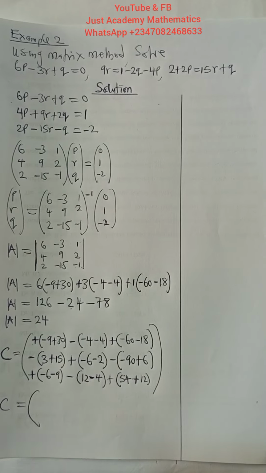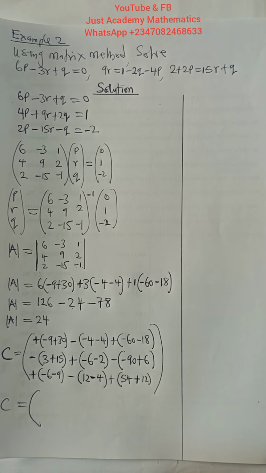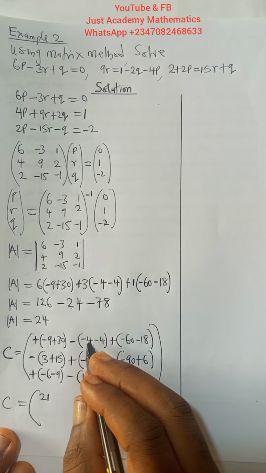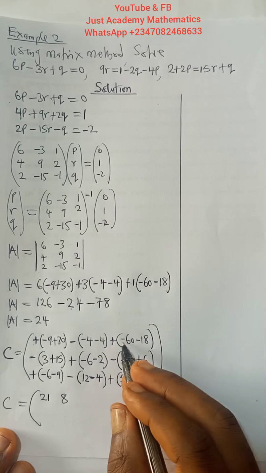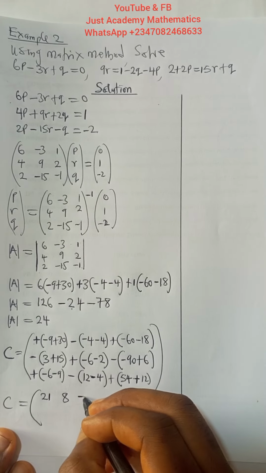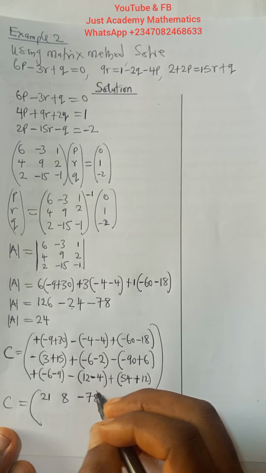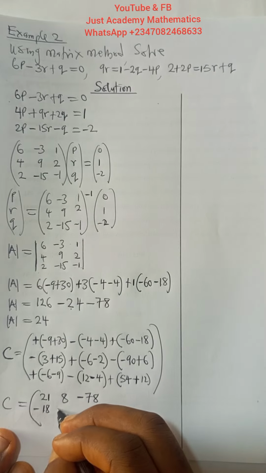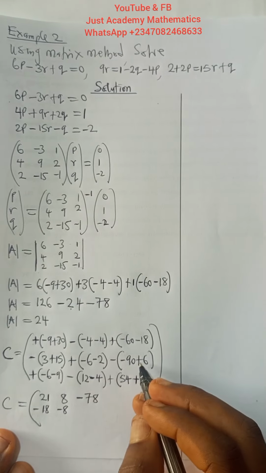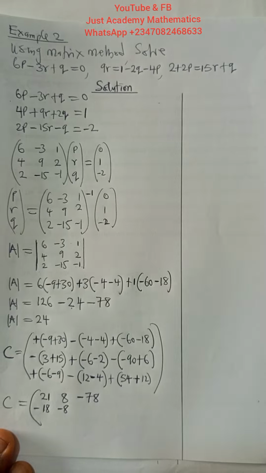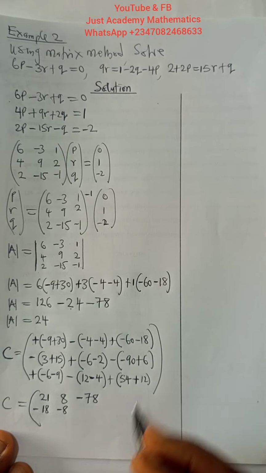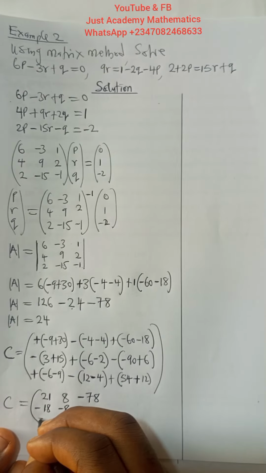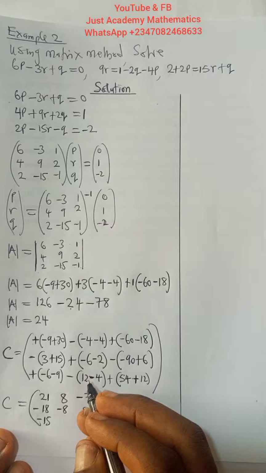So the cofactor will now be 30 minus 9, which gives us 21 here. This one is minus 8. Minus 8 times minus, here is plus 8. And this will be minus 78. Here is what? Minus 18. Here is what? Minus 8. Here is what? 84. What about here? Minus 15.